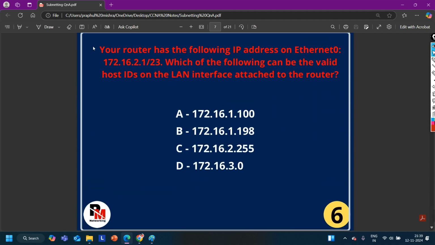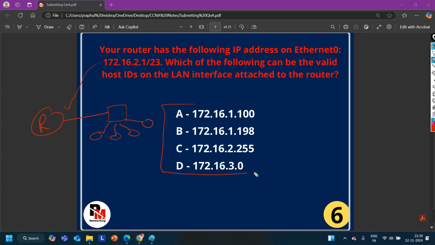Now your router has the following IP address on Ethernet 0, right? There is one router, and on the router interface the IP is 172.16.2.1 here. Which one of the following can be a valid host ID on the LAN interface attached to the router? Now here lots of PCs are there, right? So tell me one IP address of a host.